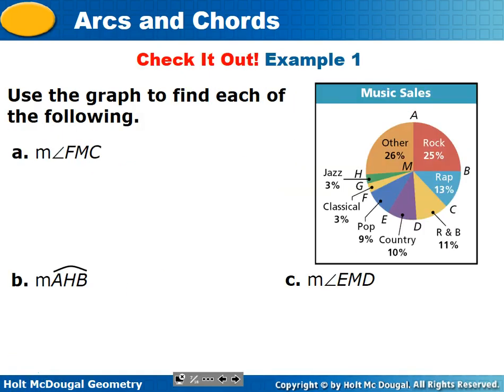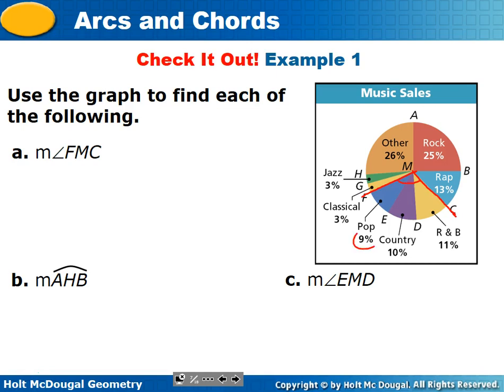So I want you guys to go ahead and try to do these Check It Outs and then come back to me. So A for Check It Out Example 1 was find the measure of angle FMC. With FMC, we've got F over here to M and then over here from M to C. So this is the angle we're talking about, this whole thing right here.